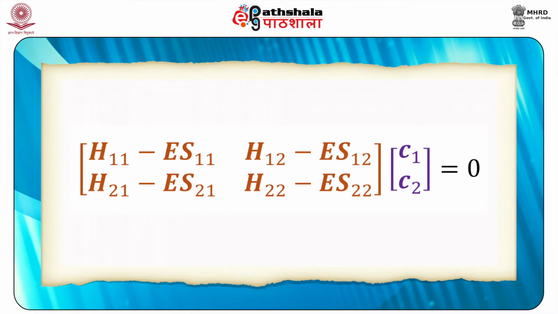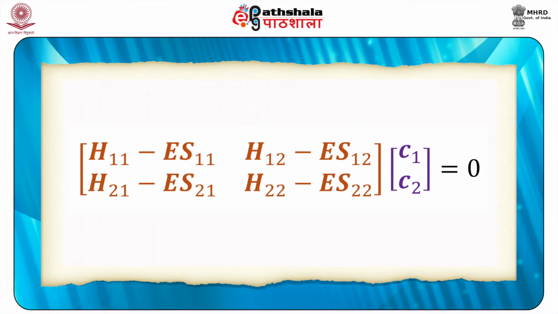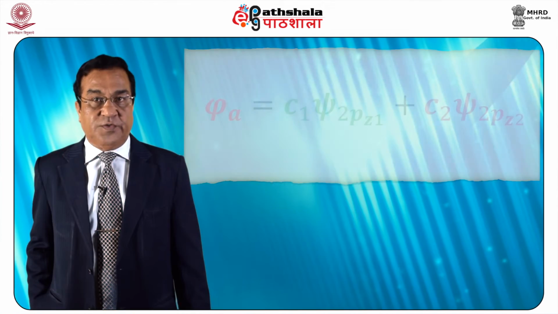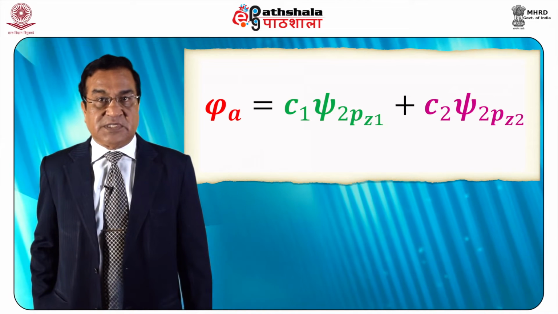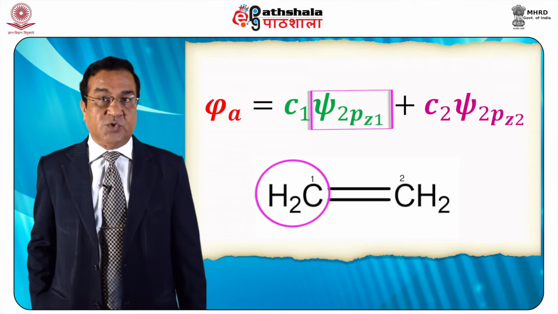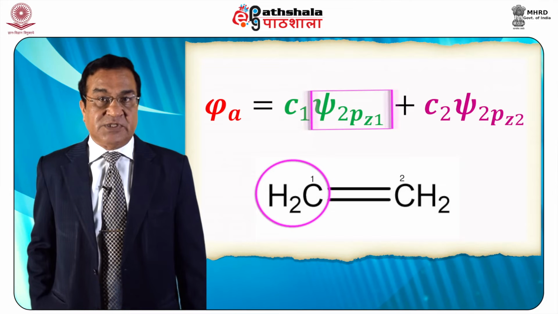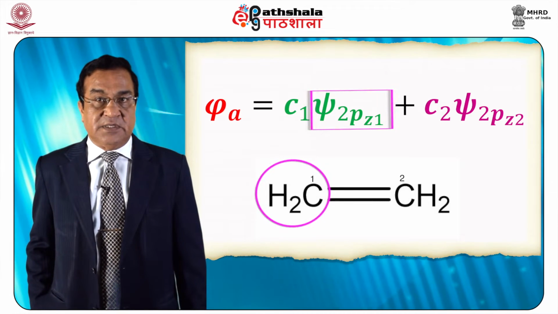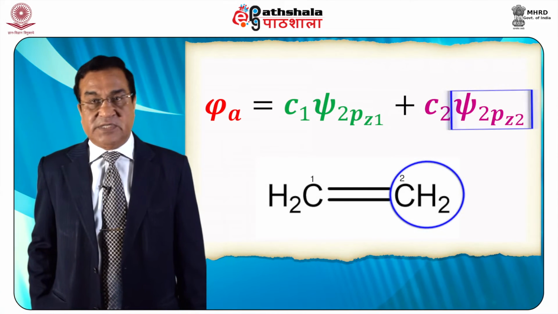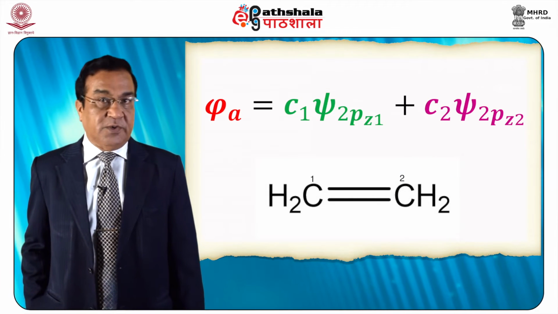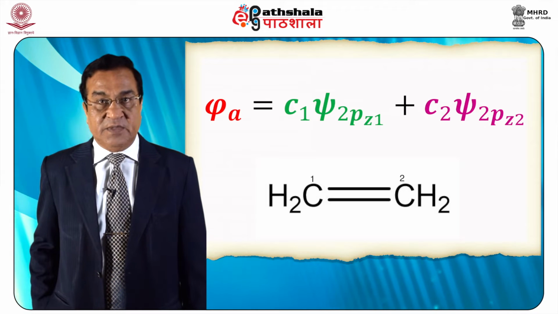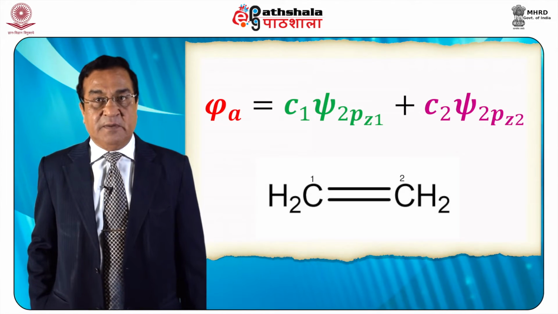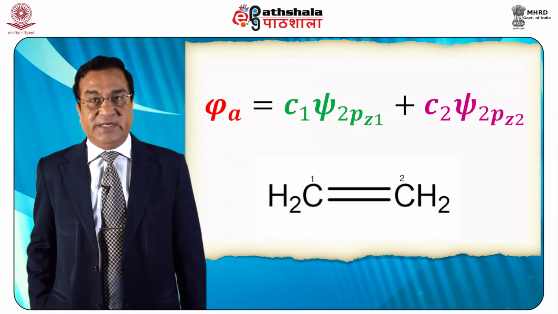Please note that the pi molecular orbital is constructed using the principle of LCAO, and in this case the corresponding molecular orbital is given by the general expression phi A is equal to C1 psi 2pz1 plus C2 psi 2pz2. Please note here that 2pz1 is the pi orbital centered on carbon atom 1, whereas psi 2pz2 is the pi orbital centered on carbon atom 2. As I have already mentioned earlier, we are assuming the molecule to be in the xy plane, and therefore these pi orbitals are in a plane perpendicular to the xy plane, that means along the z axis.